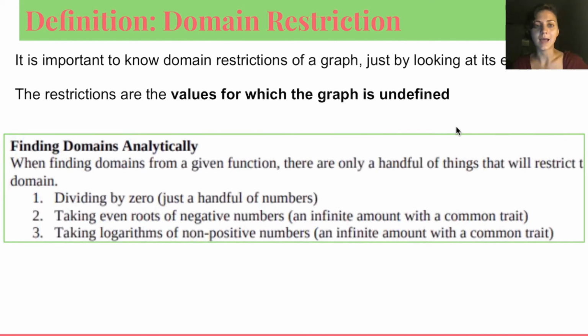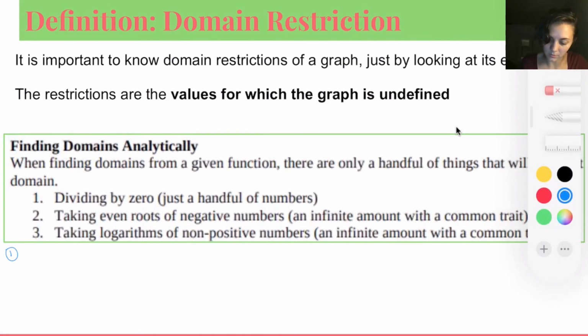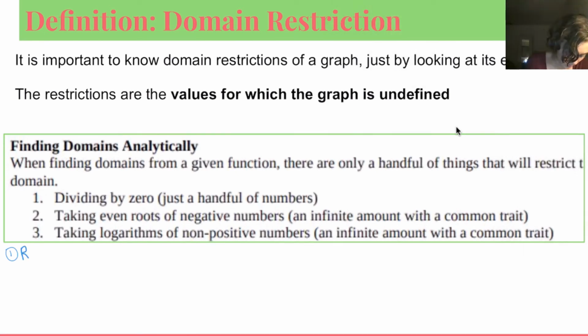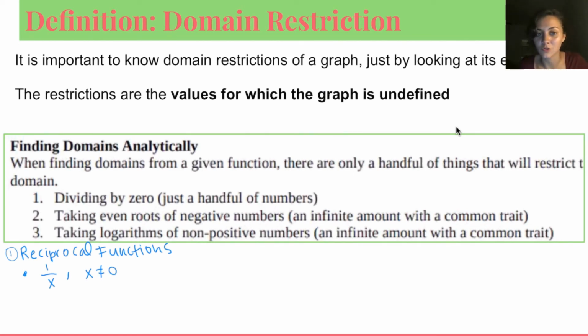The first rule is that you're not allowed to divide by 0. Okay, dividing by 0, that's not allowed. And so the types of functions this is going to affect are reciprocal functions. So rule number 1 affects reciprocal functions. Okay, and we know reciprocal functions look like 1 over x. So in that case, I know that x cannot equal 0. That is the restriction, the domain restriction that I'm putting on the function. If the function is 1 over x, I know x cannot equal 0.